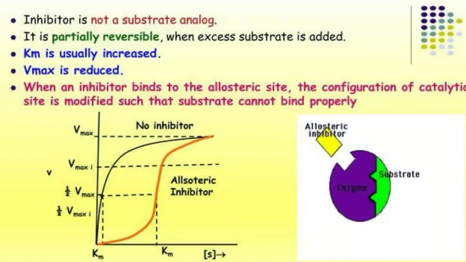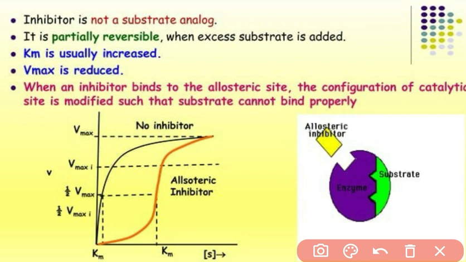In this allosteric inhibition, the inhibitor molecule does not look like the substrate. That means it is not a substrate analog. And this inhibition is partially reversible. Like a competitive inhibition, when an excess of substrate is added, it gets reversed. In terms of kinetics, during allosteric inhibition, the value of Km increases and the value of Vmax decreases.